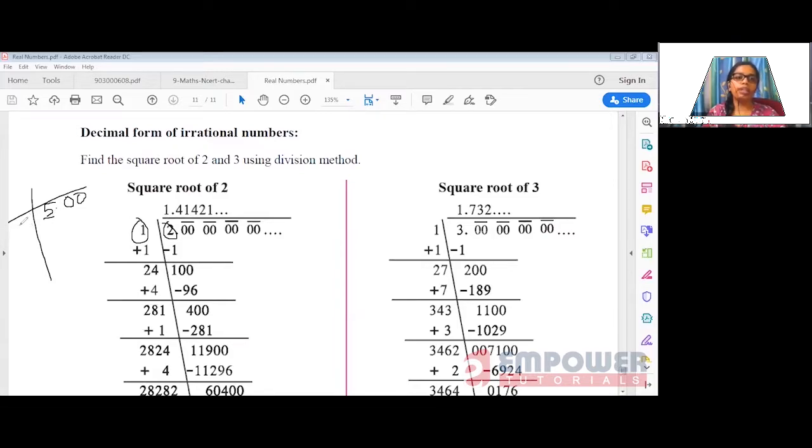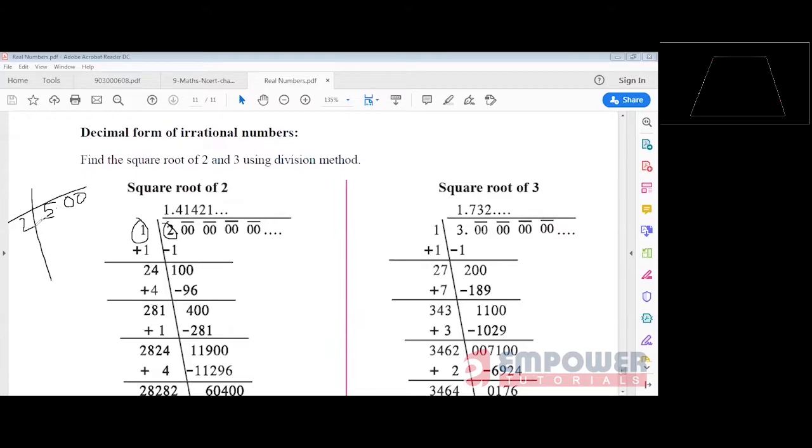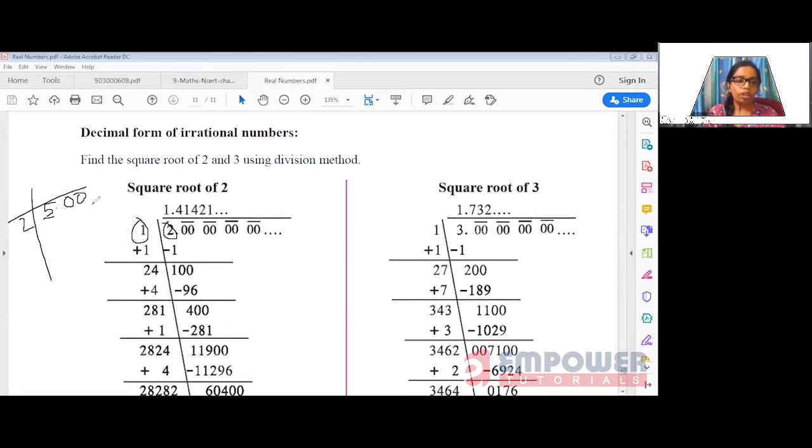We are going to take the square root of that number. So make sure that you are taking the square root of that number over here and not the perfect square. Okay, so that's the difference. Now look at this number. It is slightly different than our normal division method.